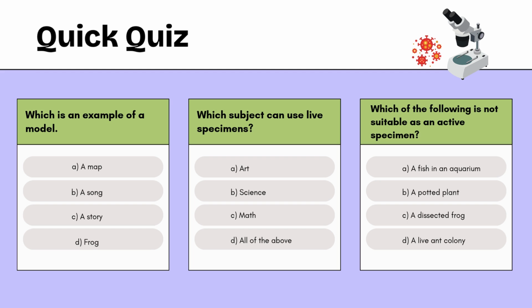Question 3. Which of the following is not suitable as an active specimen? A, a fish in an aquarium. B, a potted plant. C, a dissected frog. D, a live ant colony. Well done. The answer is a dissected frog, because it's no longer alive.